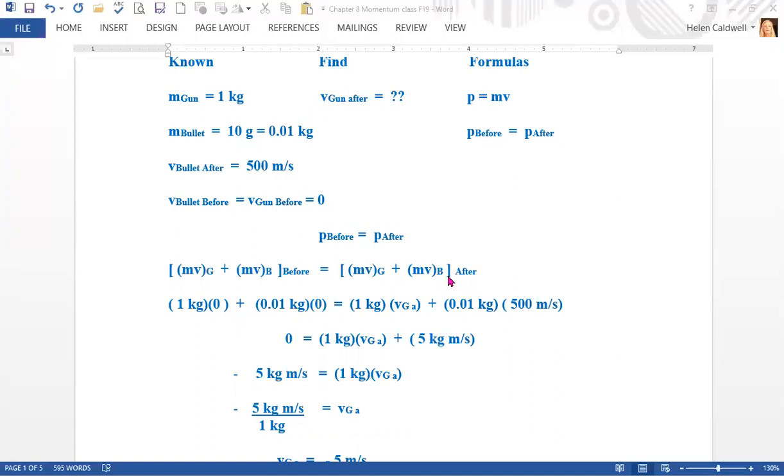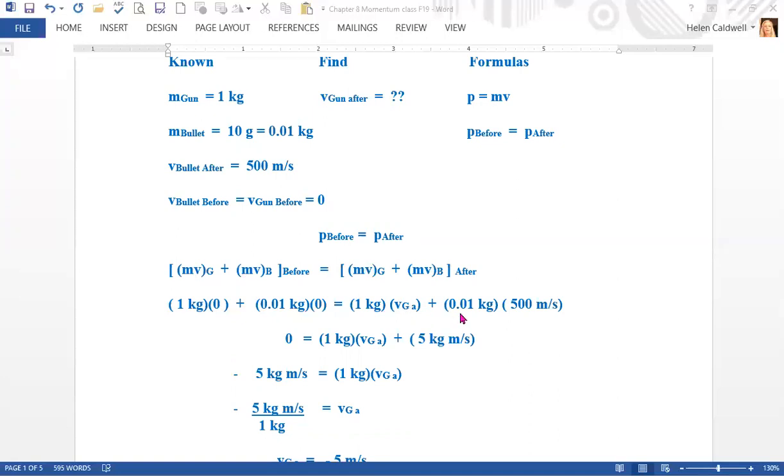Brackets are our friend. Subscripts are our friend. The mass of the gun before is 1 kilogram, but the velocity is zero. Mass of the bullet is 0.01 kilograms, but its velocity is zero. On the right-hand side, the mass of the gun is 1 kilogram. The velocity of the gun after is what we do not know.